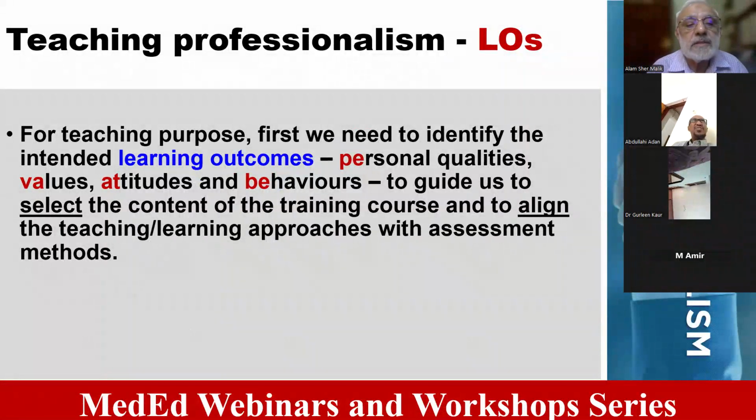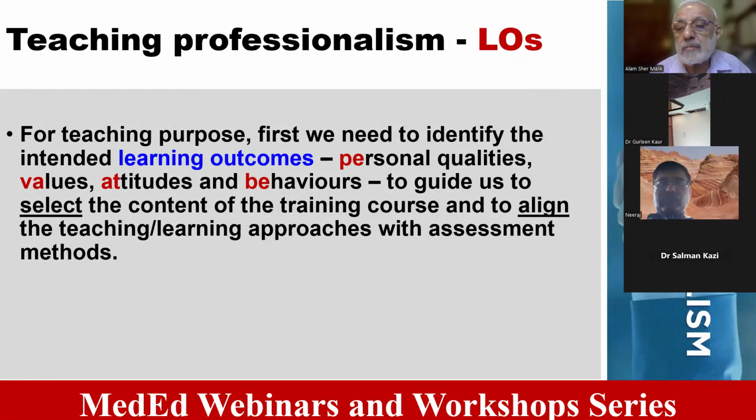For teaching purposes, the first thing we need is to identify the learning outcomes. These learning outcomes may be personal qualities, values, attitudes, and behaviors, and identification of these learning outcomes will guide us to select the content of the training course and to align the teaching-learning approaches with assessment methods. So, three major benefits of identifying the learning outcomes would be to identify the content that should be included in the training course and to find the appropriate teaching methods as well as assessment methods. So for any course, for that matter, learning outcomes is the first step to identify.